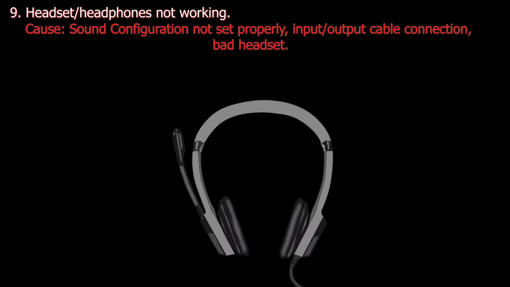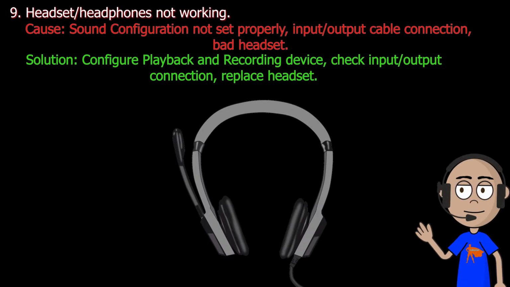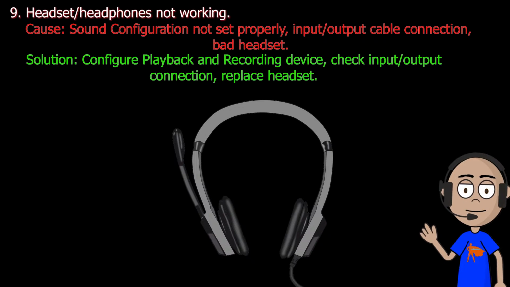Number 9. Headset or headphones are not working. Cause: sound configuration not set properly. Input and output cable connections are not connected properly, or it's a bad headset. Solution: configure playback and recording device, check input-output connections on the computer, replace headset if broken. So another very common issue is sound issues.